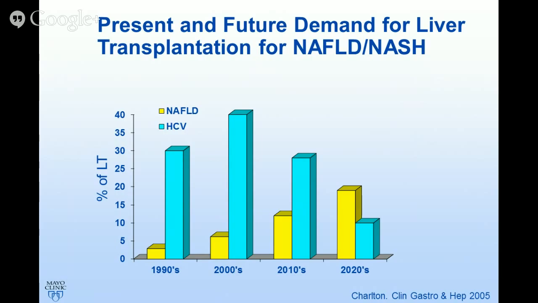But going forward, we do expect that NAFLD will be the main reason that people will be having a liver transplant in the future. It is currently the most rapidly rising indication for liver transplant. And we think in the future, as we get better and better treatments for hepatitis C virus, the main reason that people will have a transplant would be related to fatty liver disease.